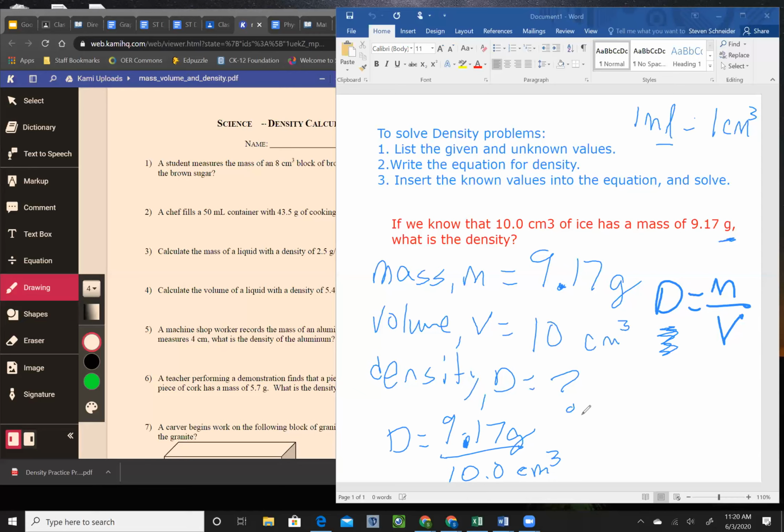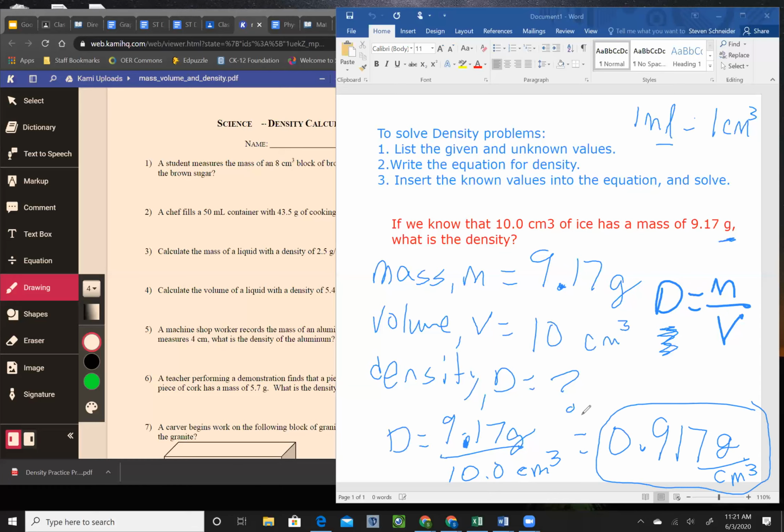So now you just get your calculator and you punch in. I don't have a calculator. I should have had that ready maybe. So I got my calculator now. I'm putting 9.17, division sign, 10, equal sign, and what you get is 0.917. And don't forget the units. Grams per cubic centimeter. And this right here is the answer.